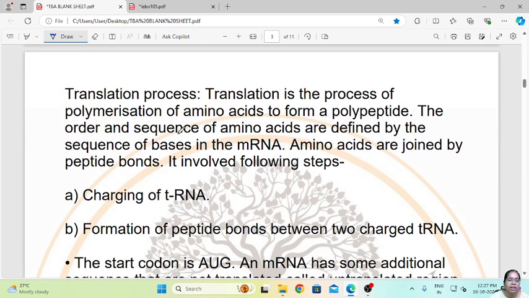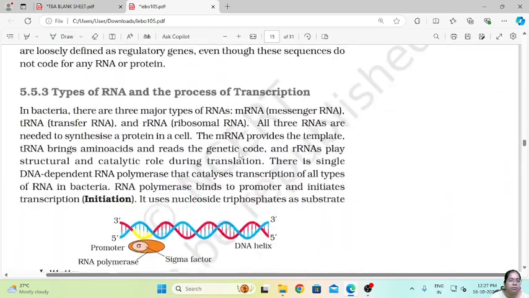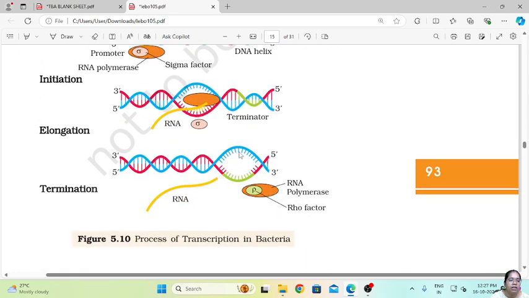So now let us see the process of translation. So what is translation? In translation there are also 3 steps.